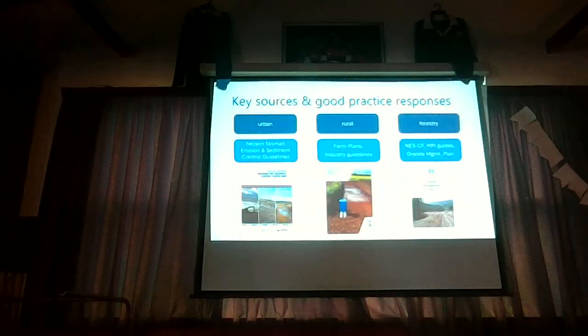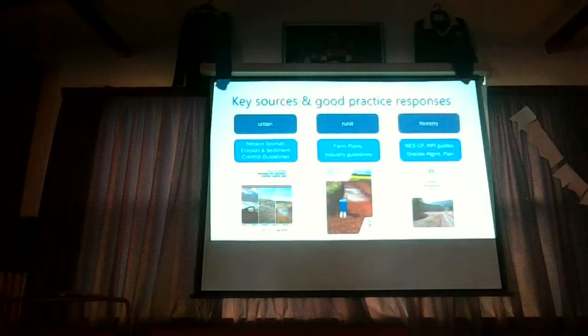So moving on into the tools that are available. We're really just looking at some key sources of sedimentation, but what some of the good practice stuff is. So this is in the non-regulatory space, but there's a lot of really good stuff out there. In the urban space, we've got Nelson Tasman erosion and sediment guidelines. We've got them all up online, got a big thick document as well.